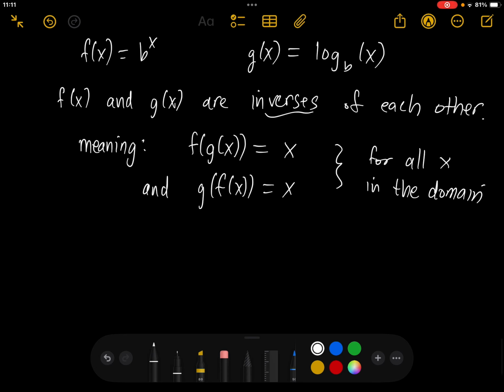So for f of g of x equals x, this is for all x in the domain of g, which is all, sorry, it's all positive numbers, because you can't have log sub b of a negative number. So the first one is when x is positive. And then for g of f of x equals x, we're looking at the domain of f of x equals b to the x, and that's all real numbers.